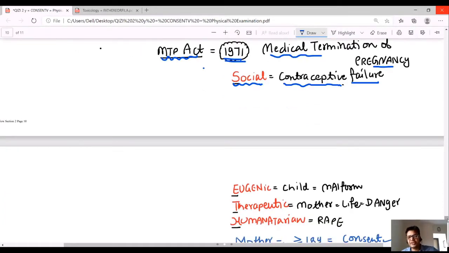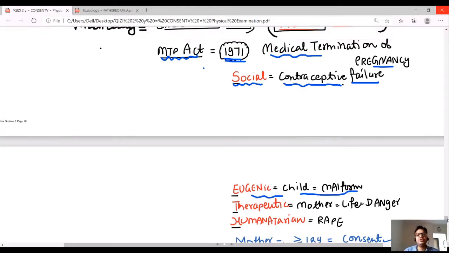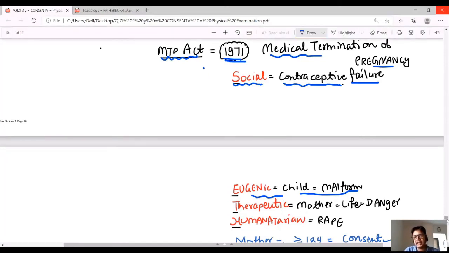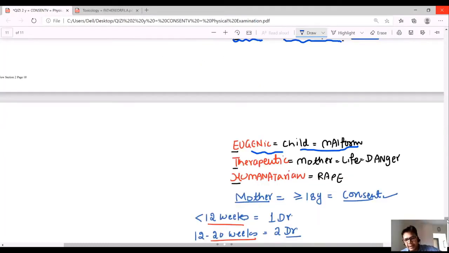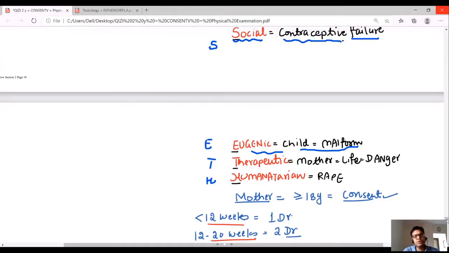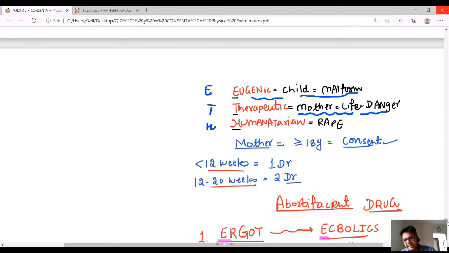Next, if the child is malformed, this is eugenic indication. You can go for medical abortion. Therapeutic. You can remember by the trick SETH. That's very simple. Eugenic is when the child is malformed. Therapeutic is if the mother's life is in danger. And humanitarian grounds, sir, if pregnancy is the result of rape.